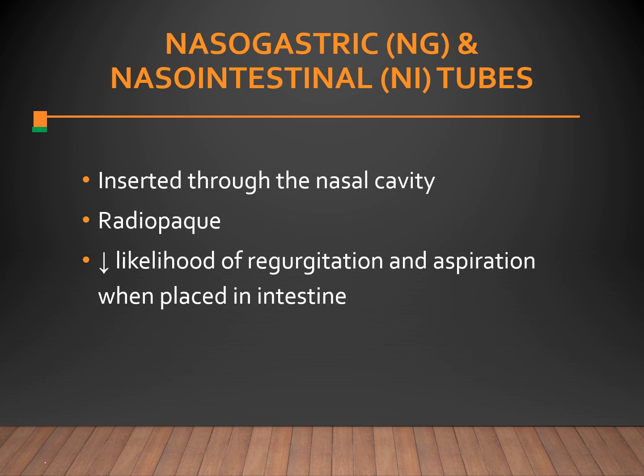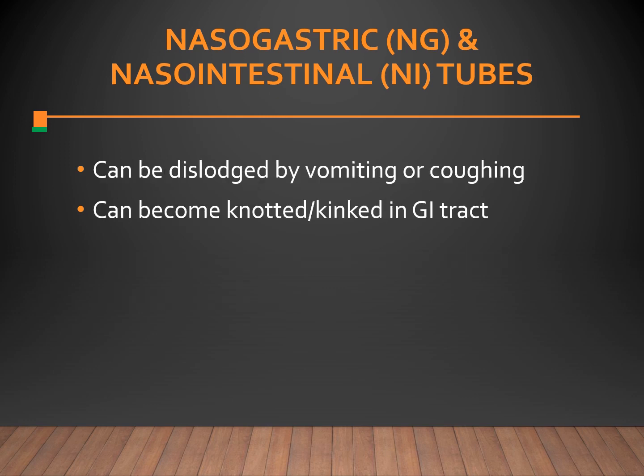NG tube, most common for short-term feeding problems. If they're going to need feeding tubes for an extended time, that's when we would usually consider a J tube or G tube, which goes directly in. An NG tube inserted directly through the nasal cavity is radiopaque, and you have a decreased likelihood of regurgitation and aspiration when placed in the intestine.